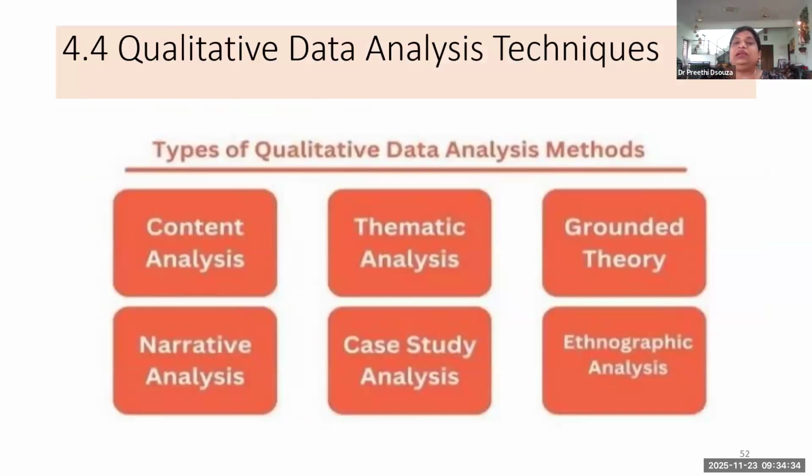Now, the qualitative data that you have taken can also be analyzed, and there are techniques to analyze qualitative data. They are put into 6 forms here. First one, content analysis, thematic analysis, grounded theory, narrative analysis, case study analysis, ethnographic analysis. These are the qualitative data analysis methods.